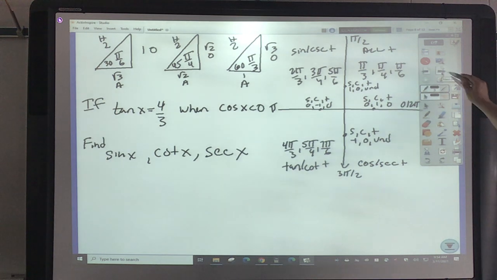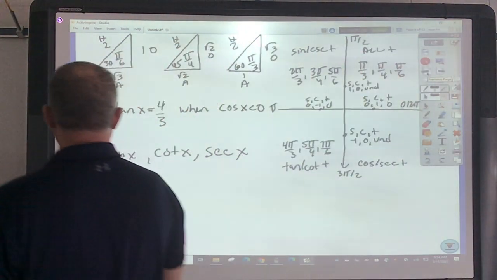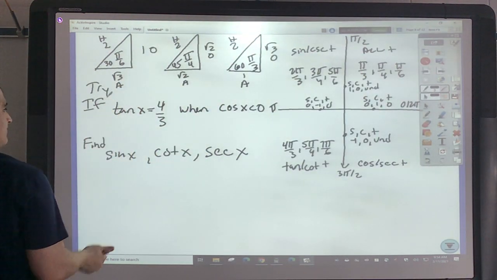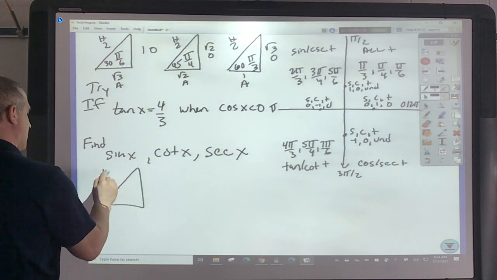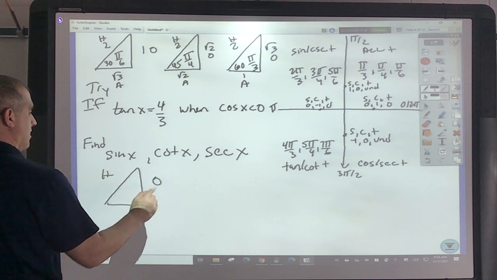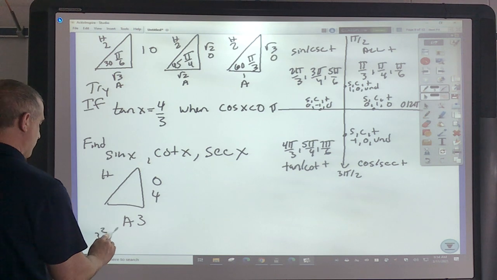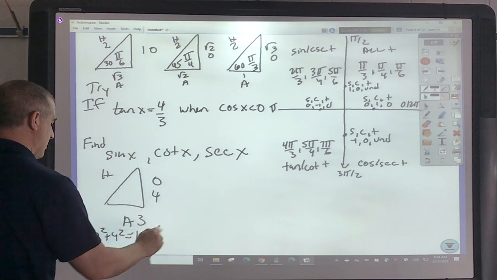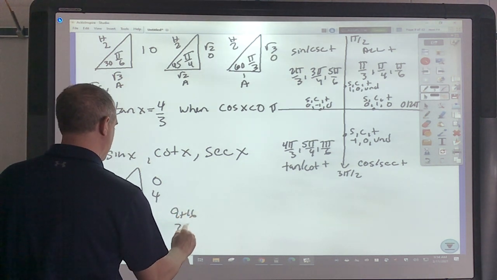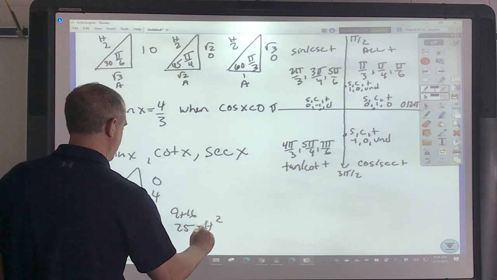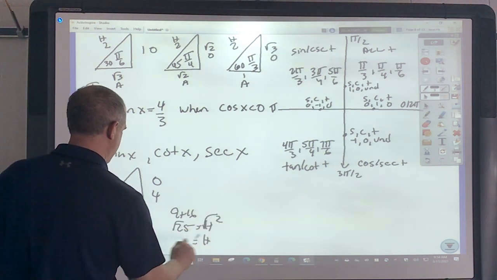I think I'll have you guys do one. Go ahead and tackle this one on your own. H, O, and A. That's going to be 4 and 3. So that's going to be 3 squared plus 4 squared equals my hypotenuse squared. So it'll be 9 plus 16, which would be 25. Then take the square root of that, which is 5.